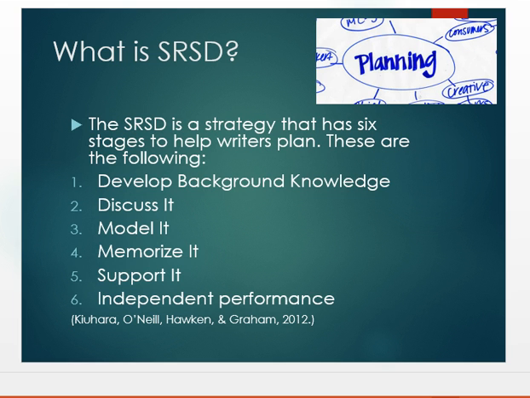The next step, number 2, would be to discuss it. The teacher would spend time discussing different topics with students and information with them. The third one would be to model it. The teacher would spend time with the students actually modeling what they want the students to do, which is very important. The fourth one is to memorize it. The fifth one would be to support it, and the sixth one would be independent performance, which is when the students are actually writing independently.